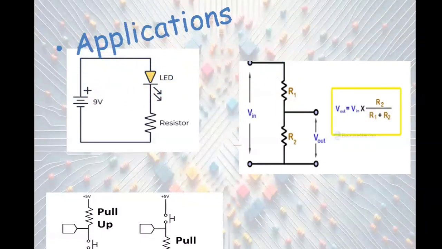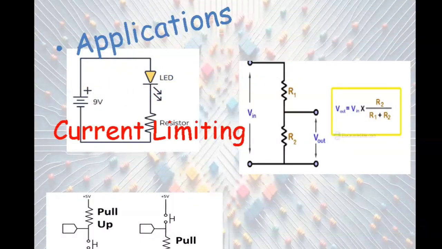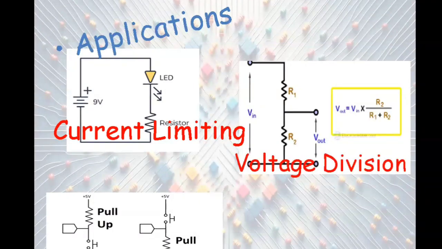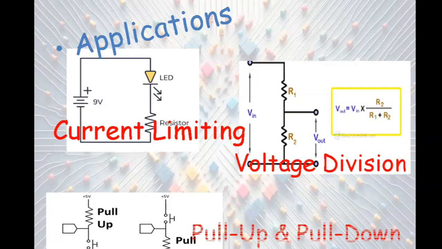In the first figure you can see a current limiting resistor used to limit the current of an LED. Then we have voltage division: here we have V in and V out, and two resistors are used to divide the voltage. You can go and check the video. And these are the pull up and pull down resistors. A pull up resistor has one terminal connected to VCC, and a pull down resistor has one terminal connected to ground, and they are used for logic high and logic low in a digital logic circuit.